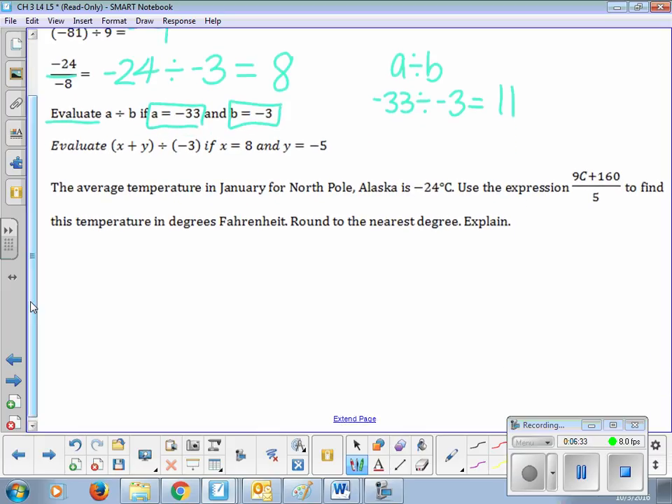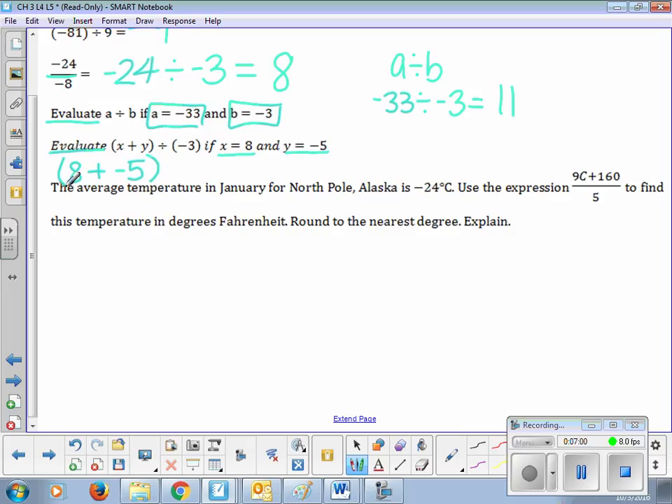Okay, we have another question where we're going to evaluate. This time we're evaluating x plus y divided by negative 3, if x equals 8 and y equals negative 5. So we have to first combine x plus y. What's our value for x? 8. And we need to add our value for y, which is negative 5.